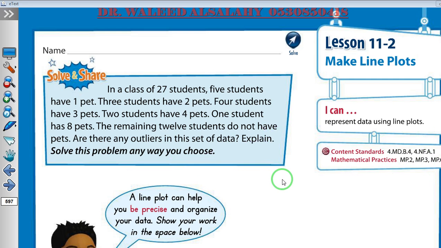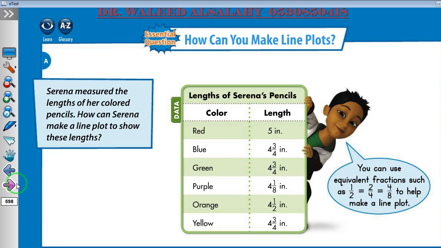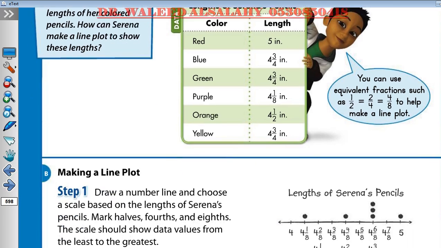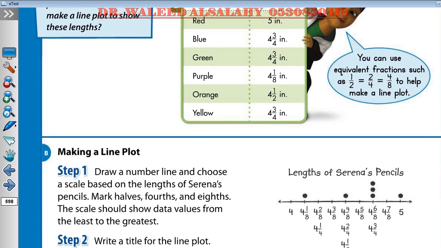The same thing is on the next page, so we can complete the next one. These are the data. Here, 4 and 1/8 is repeated how many times? You can see the numbers. It's repeated only 1 time, so put only 1 dot.